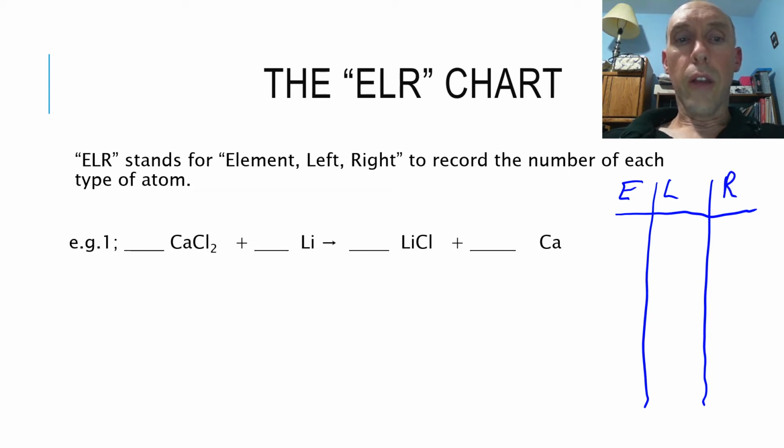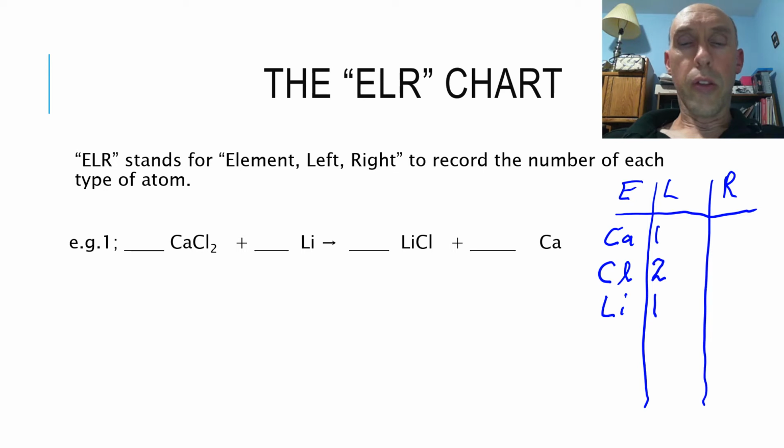So when I look at the left-hand side, I see that there is 1 atom of calcium. So I'm going to write calcium, and I see there's 1 atom of calcium. I also see that there's chlorine, and I see that there are 2 atoms of chlorine because of the subscript 2. Still on the left-hand side of that reaction arrow, I have lithium. And there's no subscript, so it's a 1.